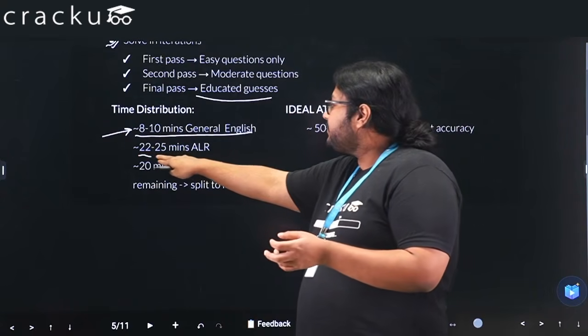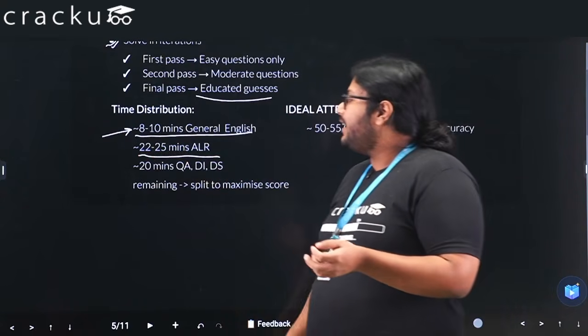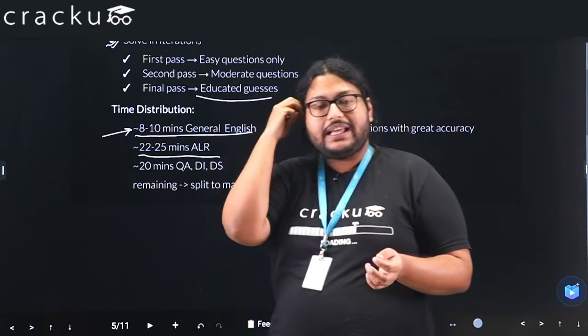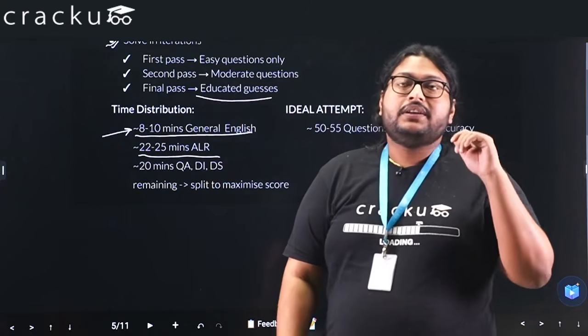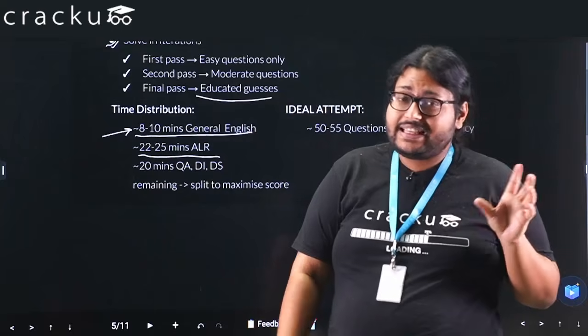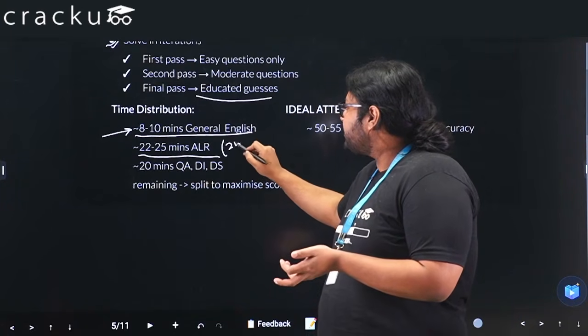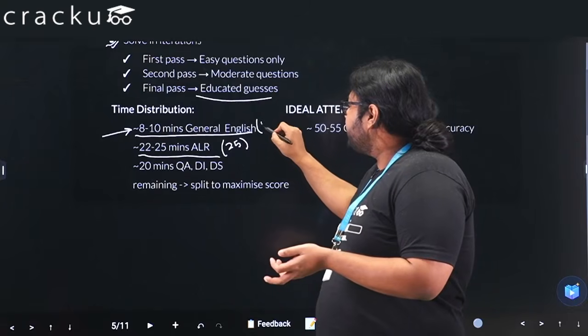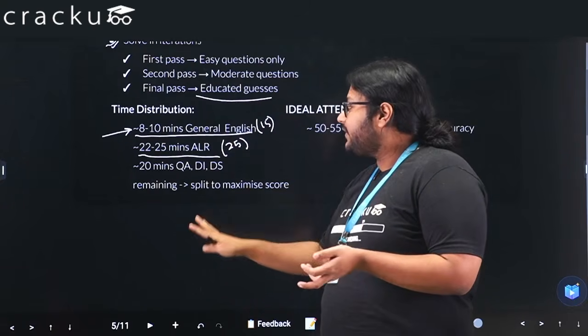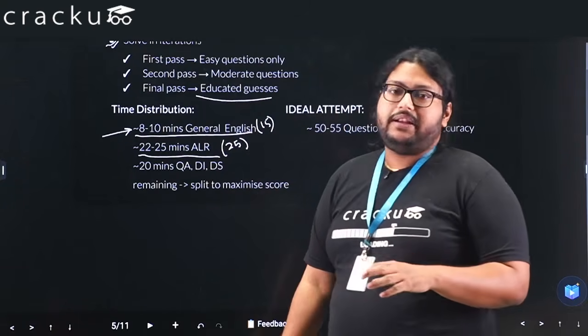20 to 25 minutes should be given to ALR. Now, ALR is the logical reasoning portion, analytical and logical reasoning. Here we have a variety of topics. And this is the biggest section as well. This has 25 questions as opposed to 15 in English. So we need to give some time here.